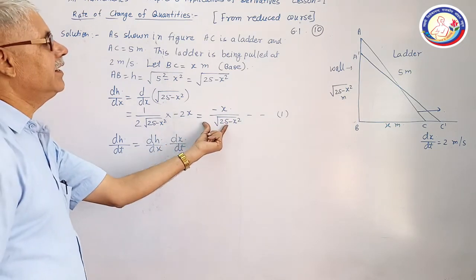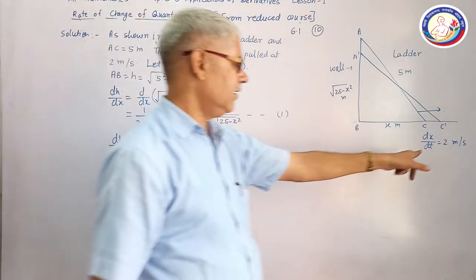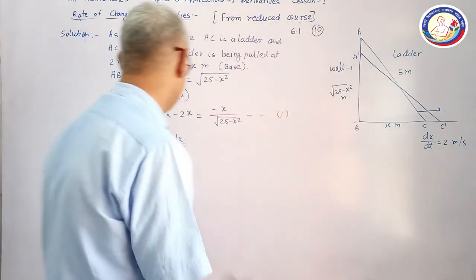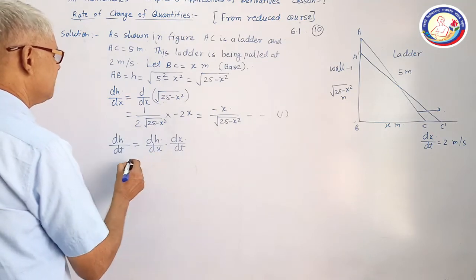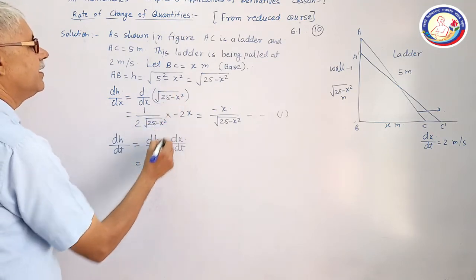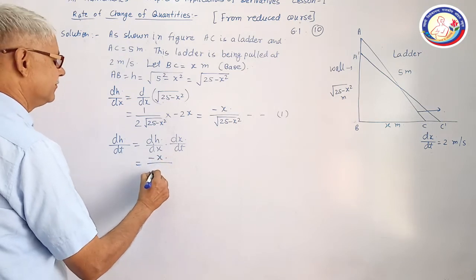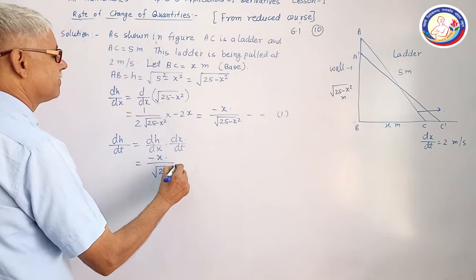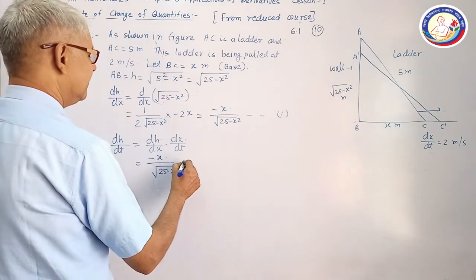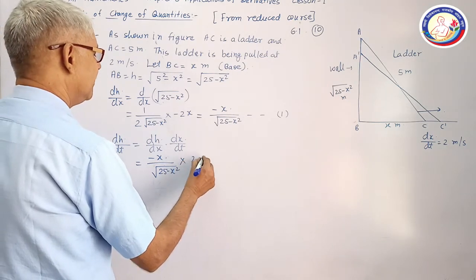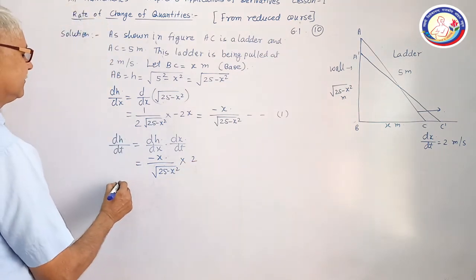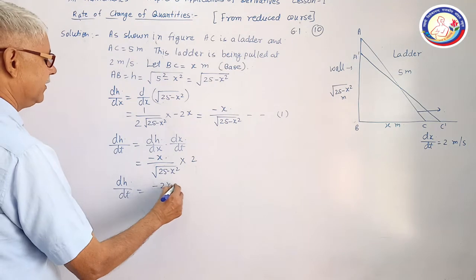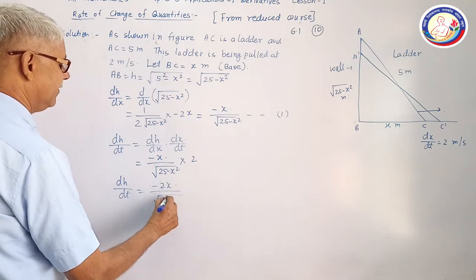So we have found this here, and now the rate of change in base, the sliding base, is 2 meters per second. Put it here. dH by dt will be dH by dx, that is minus x upon square root of 25 minus x square, and dx by dt is given as 2 meters per second. So dH by dt is minus 2x upon square root of 25 minus x square.